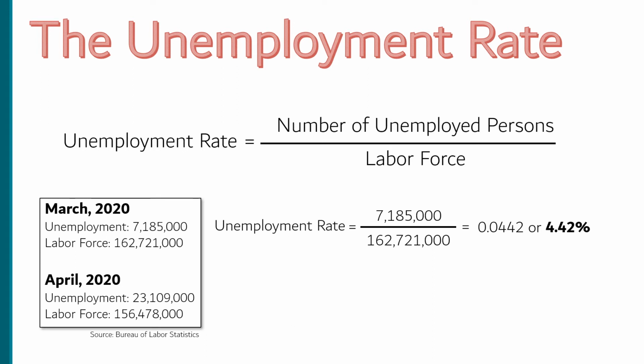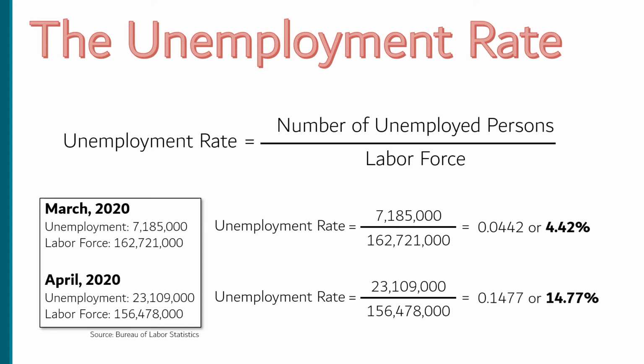With these numbers, we can calculate the new unemployment rate, which is 23,109,000 divided by 156,478,000, which is 0.1477 or 14.77%. This sudden rise of over 10 percentage points led to a lot of government action, though that is a subject for a later chapter.